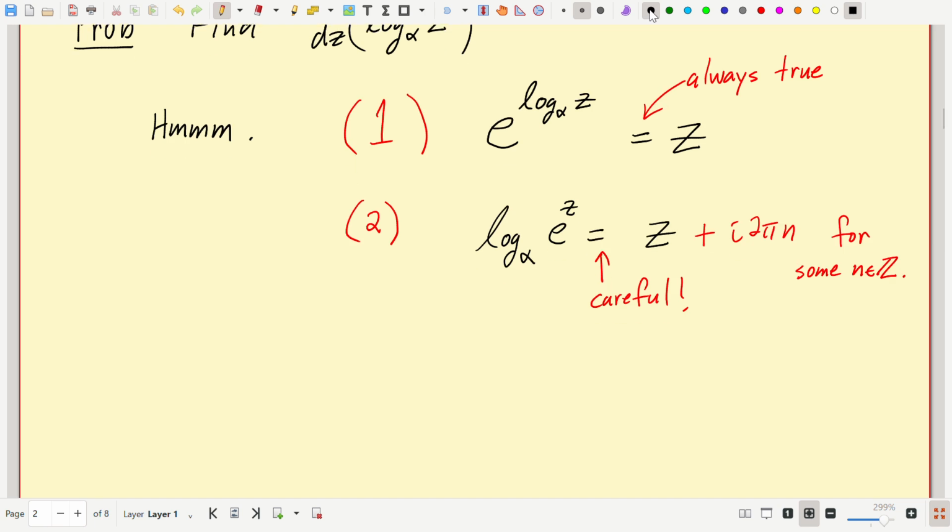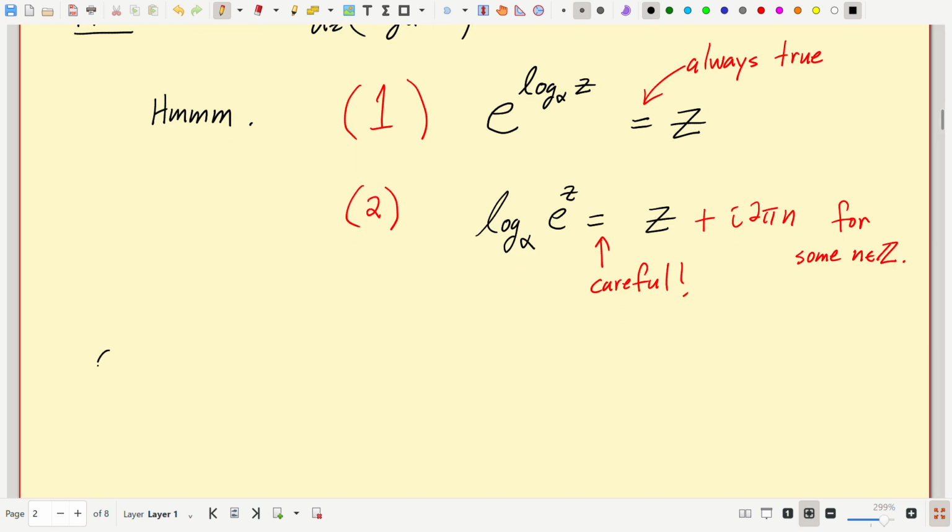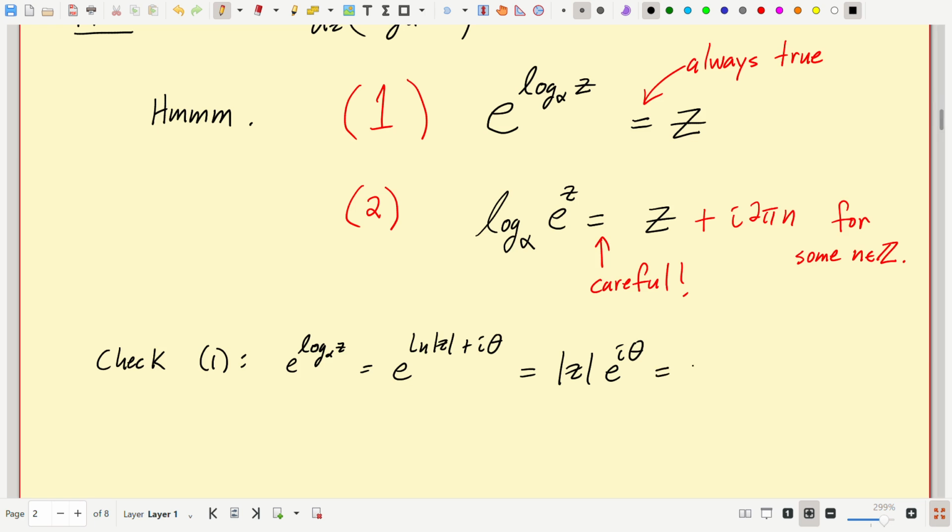I guess I should check why 1 is always true. Let's check 1. E to the log alpha z, that would be e to the natural log mod z plus I alpha, where alpha is an argument. And so that would be z times e to the I alpha, where alpha is an argument for z. So of course that's z. Theta is an argument for z.